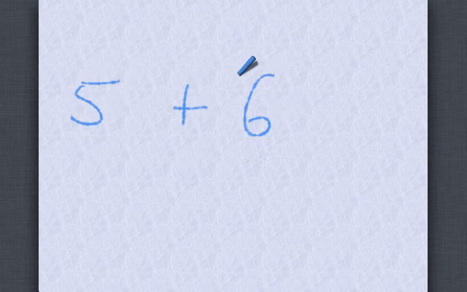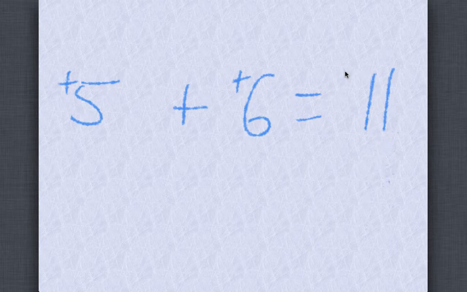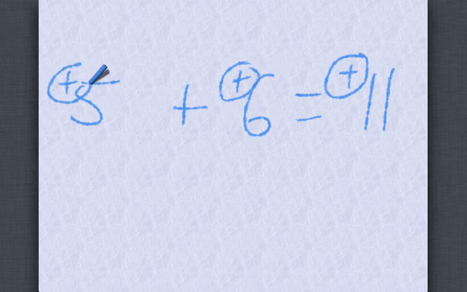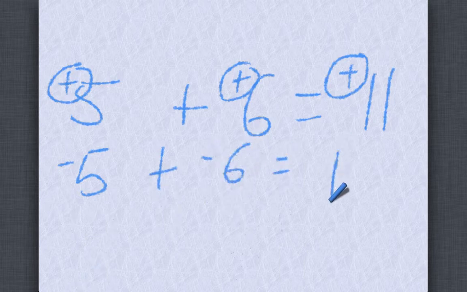Whenever adding numbers, if both numbers are the same charge, for example, positive 5 plus positive 6, you add the numbers, then assign the sign to the total. The sign is positive since both numbers are positive, so we assign positive to 11. Now, if both are negative, so negative 5 plus negative 6, the answer is still 11, but the charge is negative since both 5 and 6 are negative.